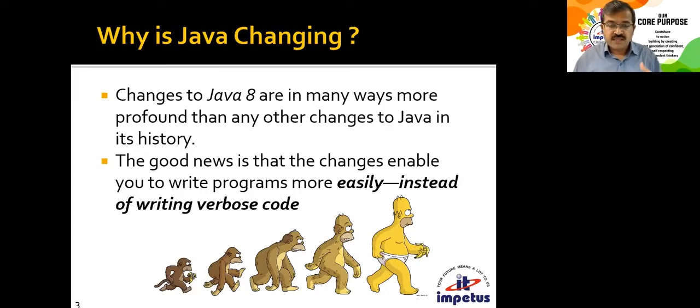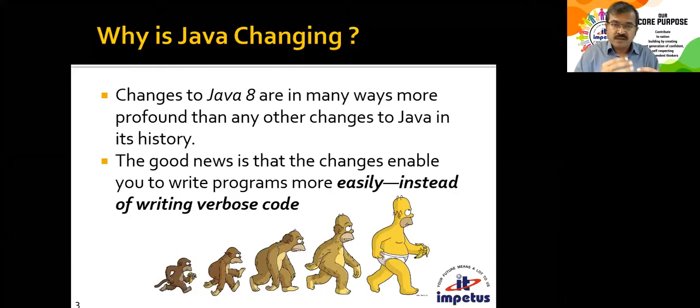The good news is that these changes enable you to write programs easily instead of writing verbose code. The basic objective of functional programming is that you write fewer lines. There is a shift amongst developers towards Python. People are saying, in Python I need to write fewer lines of code, so let me shift towards Python, even if I'm compromising performance, because fewer lines of code means fewer lines to debug, and less chance of committing a mistake. So maintenance of the application and development is faster with fewer lines of code.